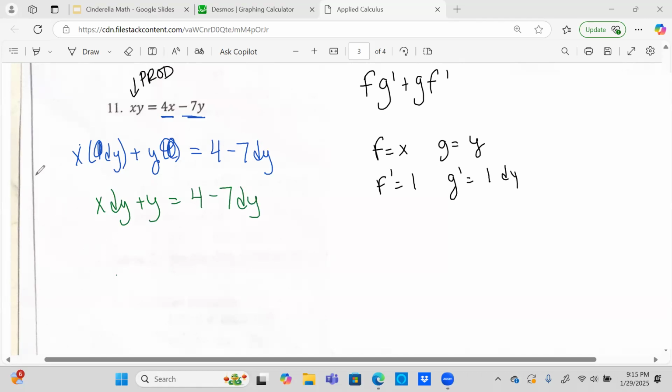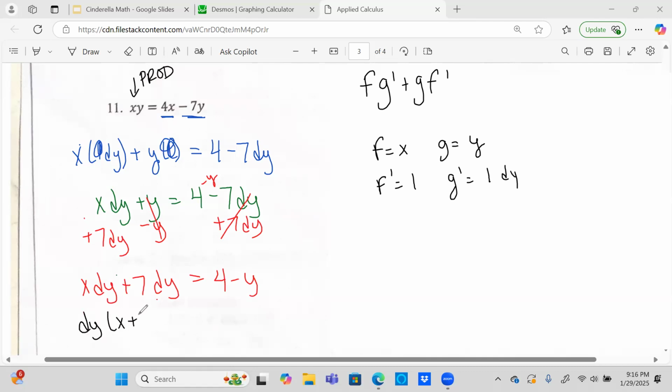Now you can move in either direction. You just want to get all the dy's on one side and everything that does not have dy on the other. So it really does not matter. I'm going to keep this positive, so I'll add this way, but again, it really doesn't matter. So I'm going to have x dy plus 7 dy, and I'm going to subtract this y over. If you moved the other way, it's going to look slightly different than mine, but it's still correct. On the left, I'm going to factor the dy, leaving me x plus 7.